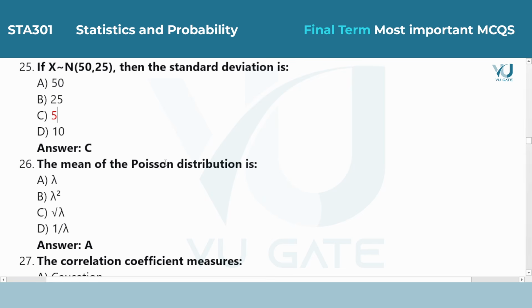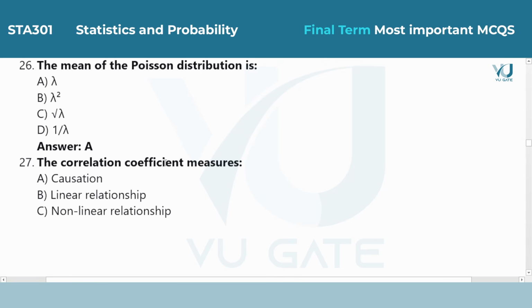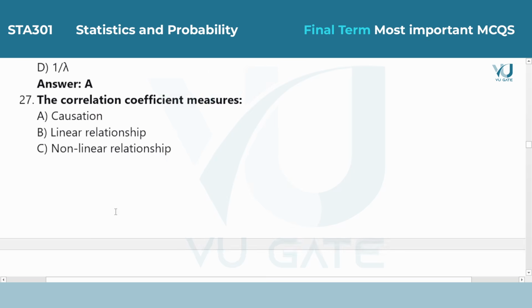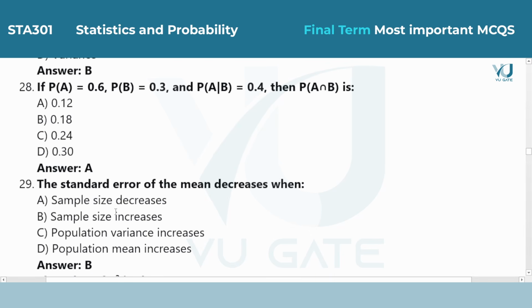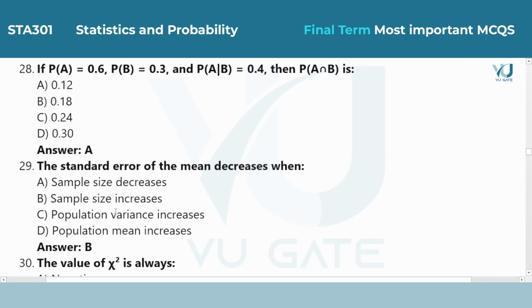Question. The mean of the Poisson distribution is. Answer. A, lambda. Explanation. In a Poisson distribution, the mean is equal to the parameter lambda. Question. The correlation coefficient measures. Answer. B, linear relationship. Explanation. Correlation measures how closely two variables move together in a straight line relationship.